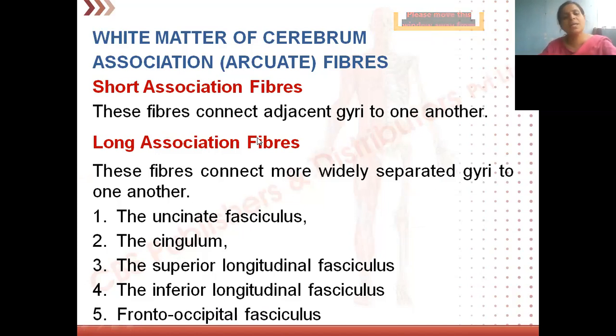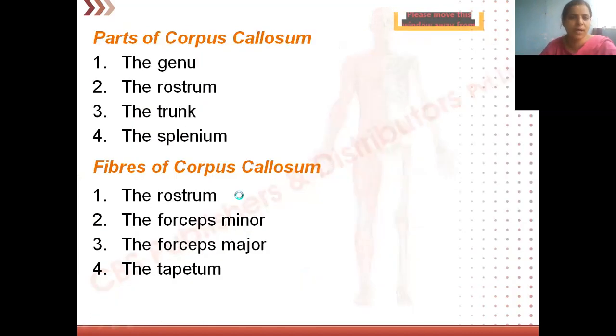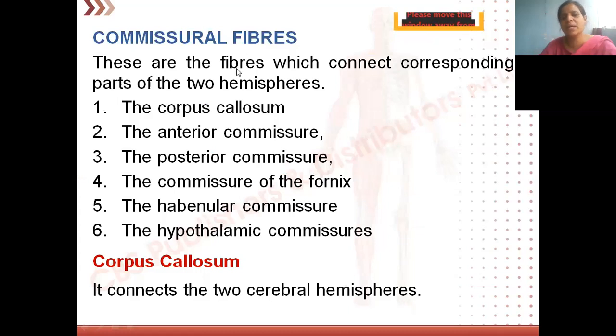In case of other white matter fibers, instead of association, what are the other fibers we have? If they are connecting right and left sides, we call them commissural fibers. Commissural fibers are the fibers which connect corresponding parts of the two hemispheres. The largest commissural fiber is the corpus callosum, isn't it? It is connecting the right and left halves of the cerebral hemispheres.